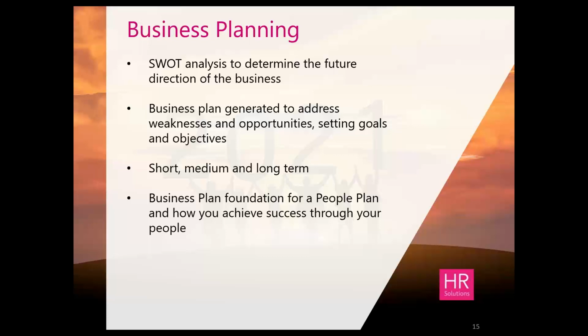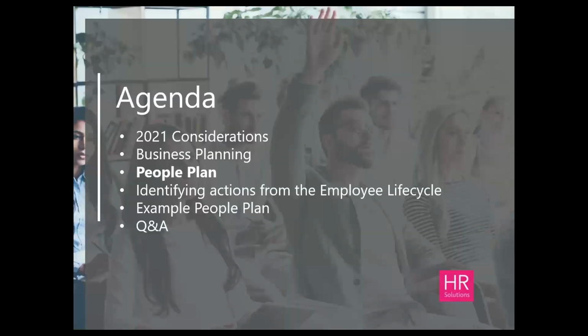And I guess at the moment, the priority is really the short term, because we simply have to respond to the pandemic, and it is changing daily. So really, the short term measures are probably going to be your key priority, but you shouldn't forget where you want to go medium, long term as well. Business planning should be the foundation ultimately for your people plan, because essentially how you achieve your business's success is going to be through your people. And that's why it's really important to have them aligned and working together.